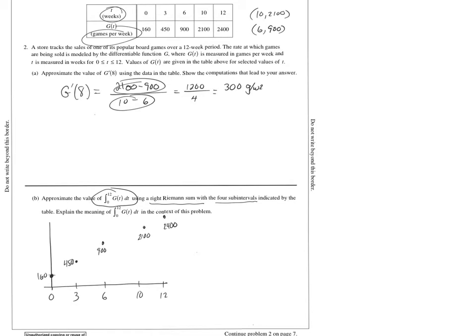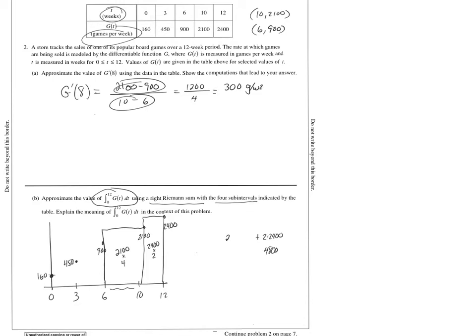Well, that just means use the intervals that they've set forth for you. And a right Riemann sum means we're going to use the right side of every rectangle. So for this last rectangle at the end, we're going to use the height at the right end, which of course is 2400. That area would be the height, 2400, times the width, which is 2. So we would get 2 times 2400. That area is 4800. Now, let's get the next rectangle down. This one has a height of 2100 and a width of 4, so it's 2100 times 4.